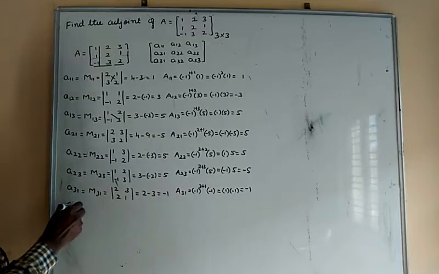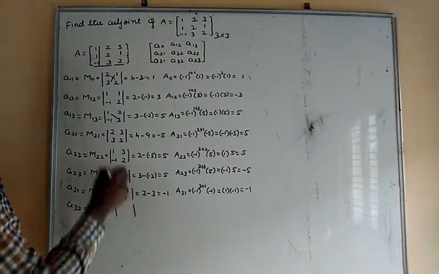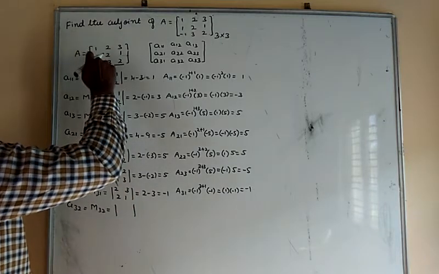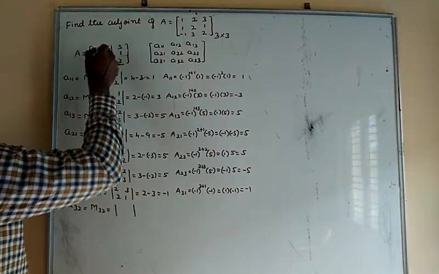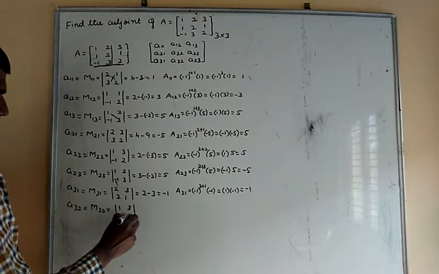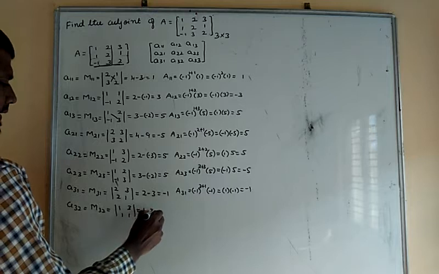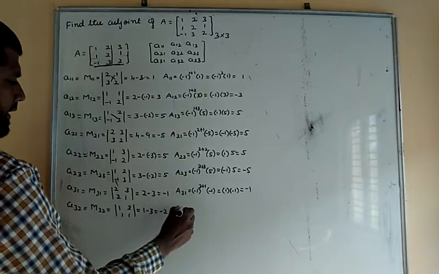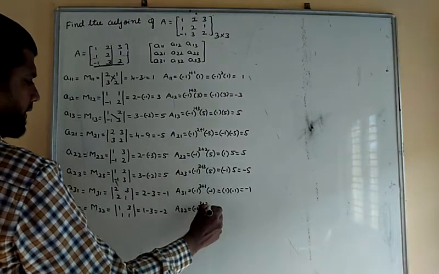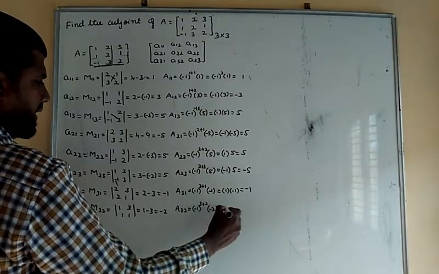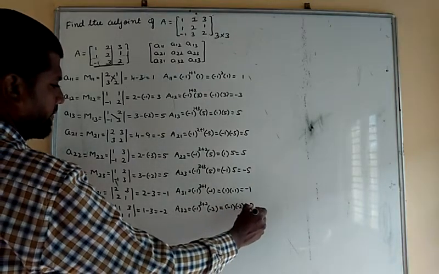So next, A32. A32 means M32. M32 lies in the second column and the third row, means 1 3 1 1, then 1 minus 3, that is equal to minus 2. A32 is equal to minus 1 whole to the power of 3 plus 2 into minus 2, then the power is 5. If you multiply 5 times a minus 1, you are getting minus 1. Minus 1 into minus 2, that is equal to plus 2.